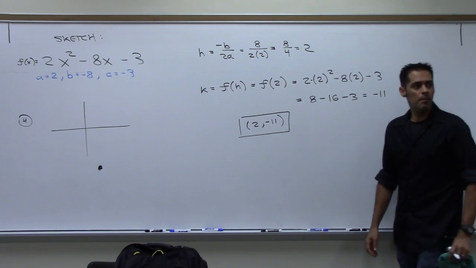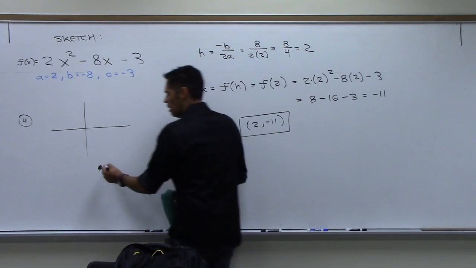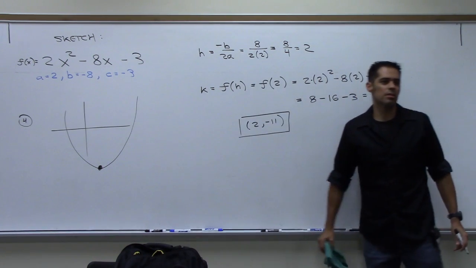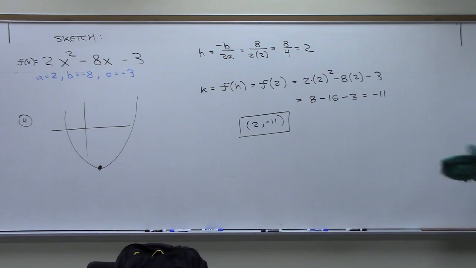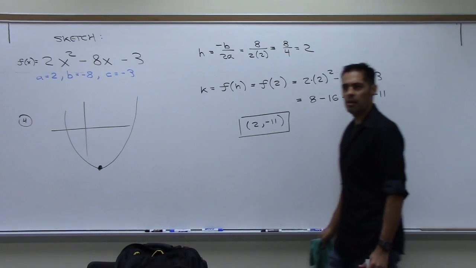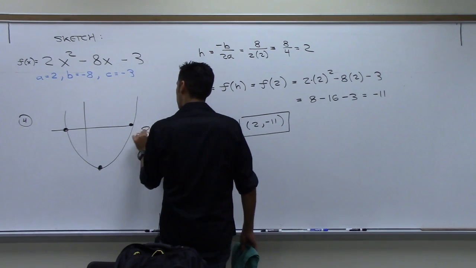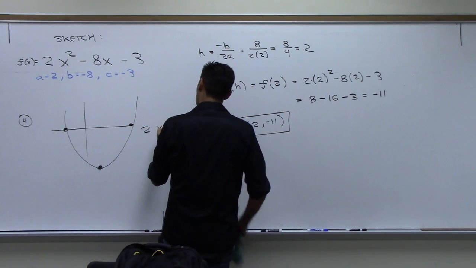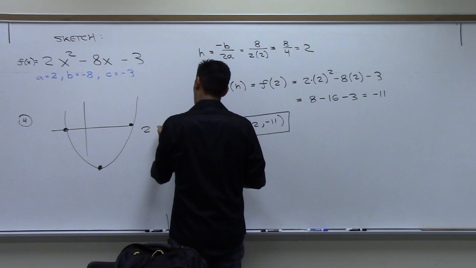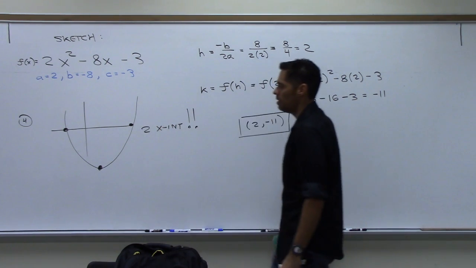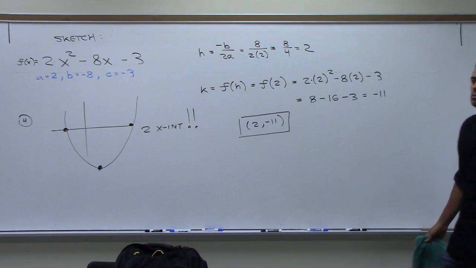And my graph opens which way? Up. Now why am I doing this sketch? To see how many X-intercepts I have. And in this case, I do have them, don't I? I have 2 X-intercepts. Those are exclamation points, okay? I'm telling myself, I have 2.